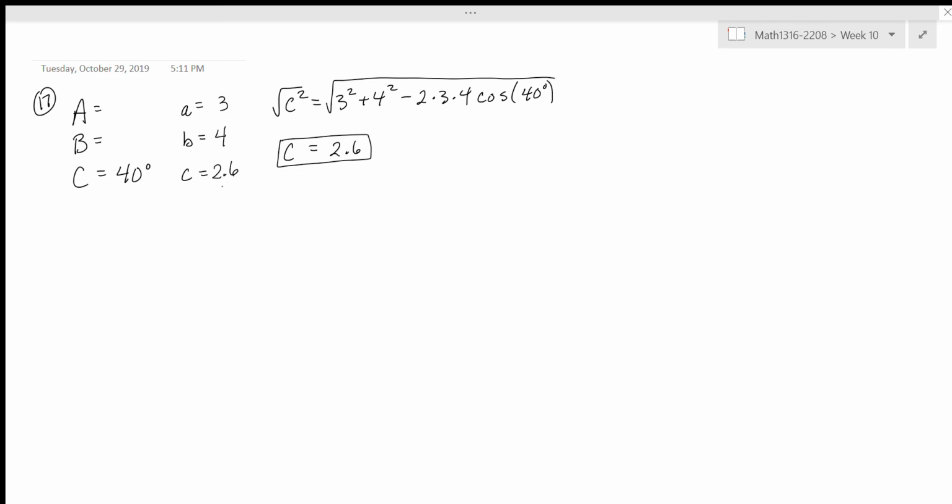This angle C is acute. That means one of these could be obtuse. So I can't use the law of sines to find the one that is obtuse if it's obtuse. So which angle would be obtuse? Do y'all see that B has the biggest side? So he has to be the biggest angle. So I can use the law of sines as long as I use it to find angle A. Let's do that.